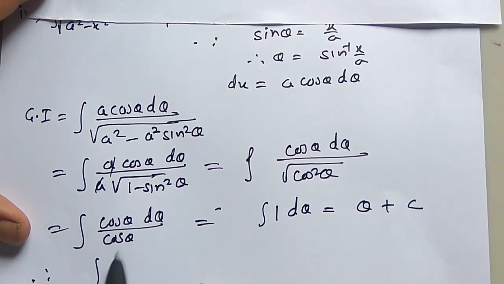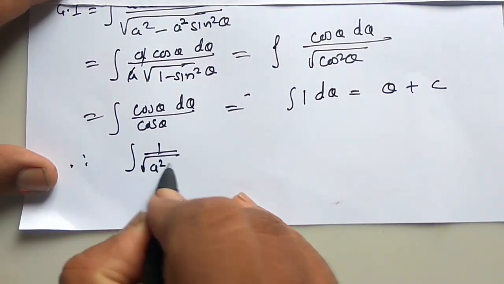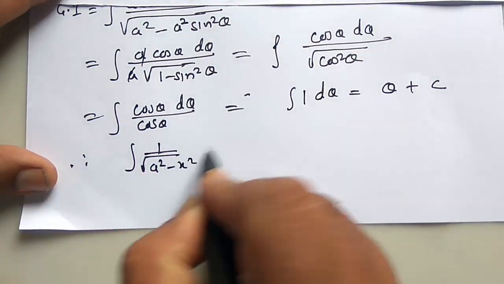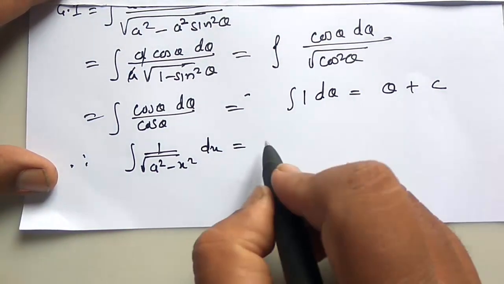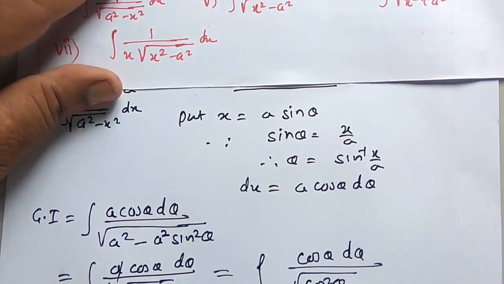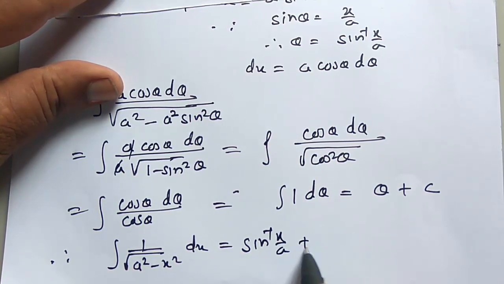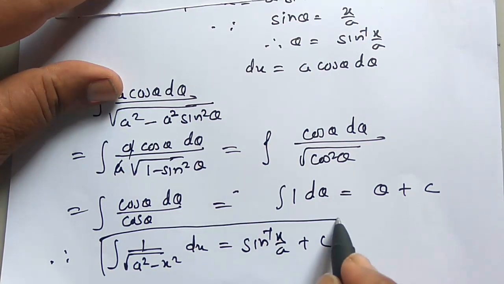Therefore, integration of 1 upon under root of a square minus x square dx is equal to theta. The value of theta is sin inverse of x upon a. So it is sin inverse of x upon a plus c. So this is the answer.